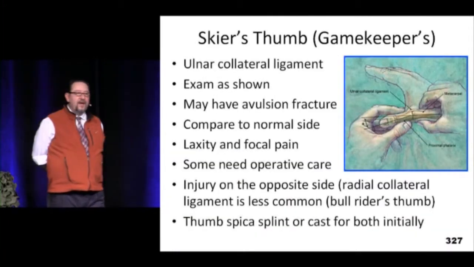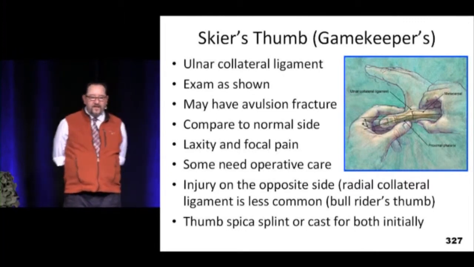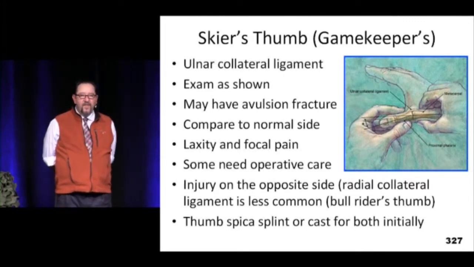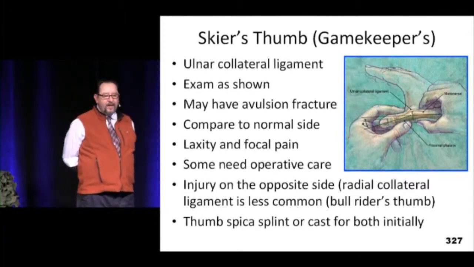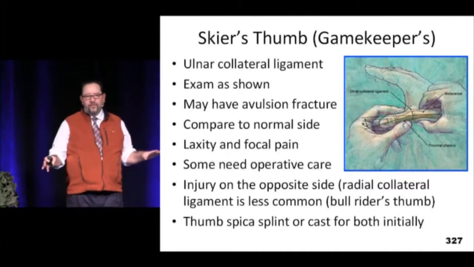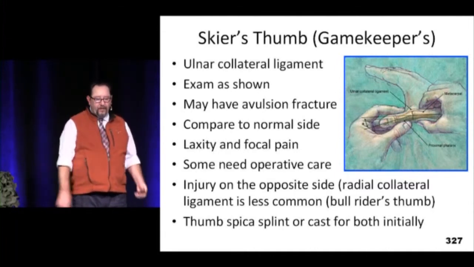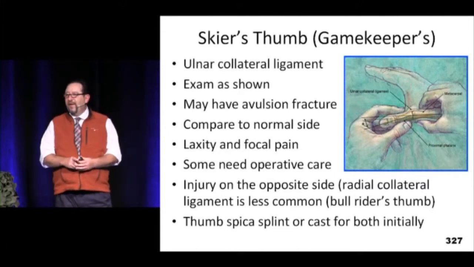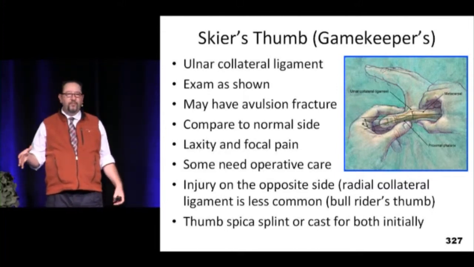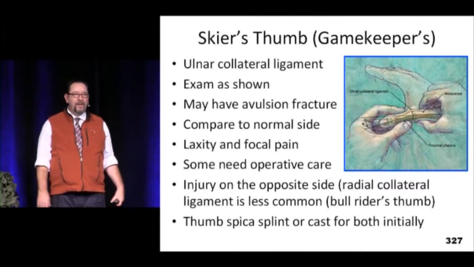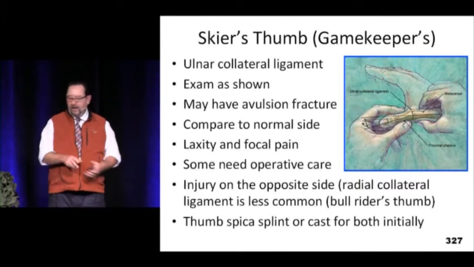Gamekeeper's thumb, a non-bony injury usually. There can be an avulsion fracture. Here's the exam shown to you in the picture. They have laxity and focal pain. This is skier's thumb as well. Skier's thumb and gamekeeper's thumb all refer to the same thing, and they'll get this laxity pattern that's very painful. If you don't fix it, that laxity will persist, and the person won't be able to do some pretty common tasks, like they won't be able to open a jar of mayonnaise ever again with that hand.